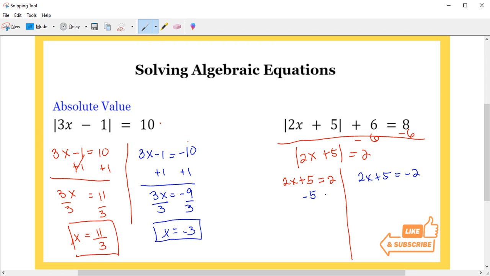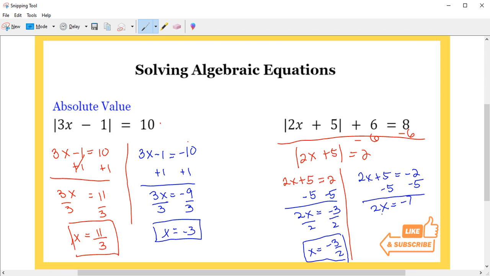So I'm going to do minus 5 here, minus 5. You have 2x equals negative 3. Therefore, I'm going to divide by 2. My x is negative 3 halves, or negative 1.5. That's the first one. Now I'm going to subtract 5 here, minus 5. I will have 2x equals negative 7, and I divide by 2, divide by 2. Therefore, my x is negative 7 over 2, or negative 3.5. Okay, so again, two answers.